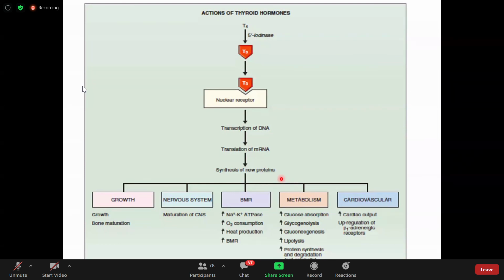Any questions? I can answer the part which we have done.